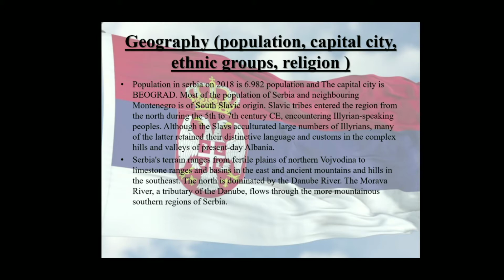Serbia's terrain ranges from fertile plains of northern Vojvodina to limestone ranges and basins in the east and ancient mountains and hills in the southeast. The north is dominated by the Danube River. The Morava River, a tributary of the Danube, flows through the more mountainous southern regions of Serbia.